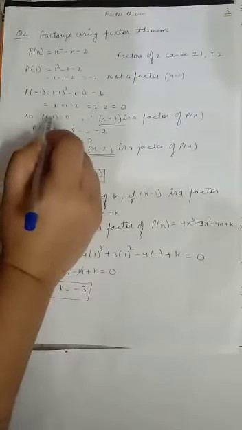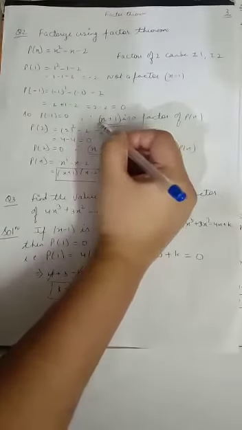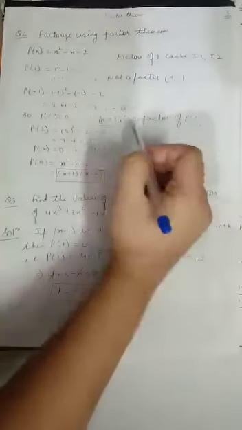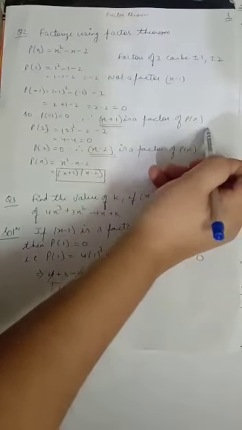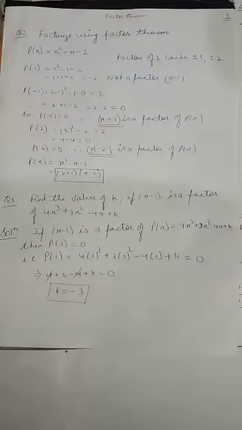So that means P of minus 1 is 0. If P of minus 1 is 0, I can say that x plus 1, because minus 1 makes it equal to 0, hence x plus 1 is a factor of P(x). So I've got one factor, that is x plus 1. Another factor I need to find out by again hit and trial method.